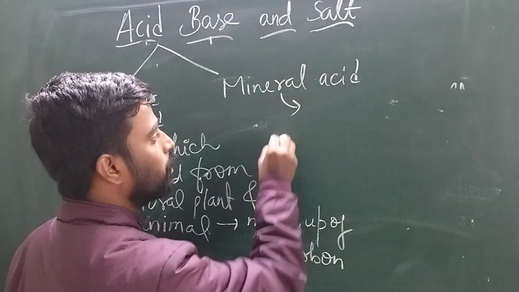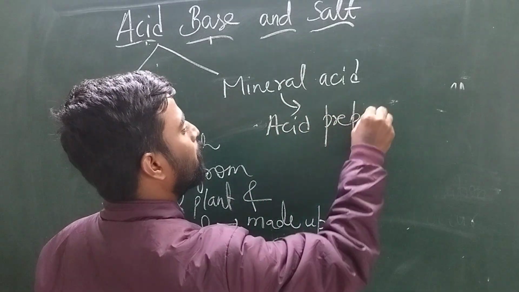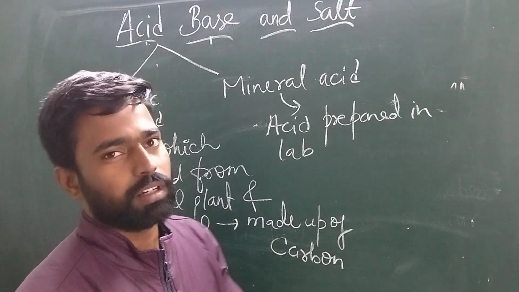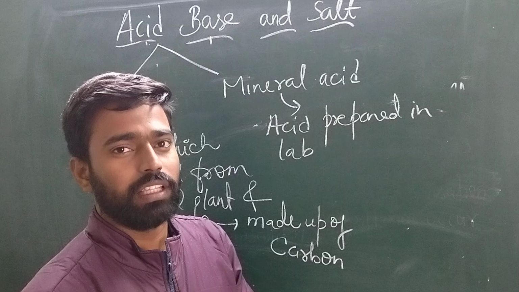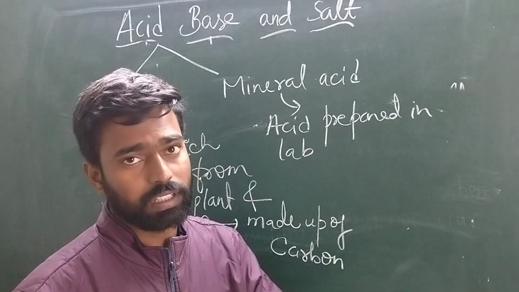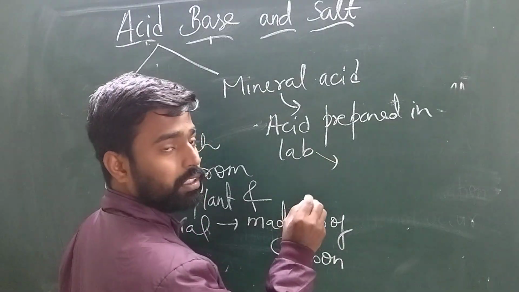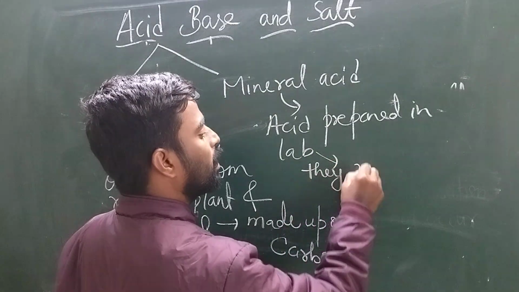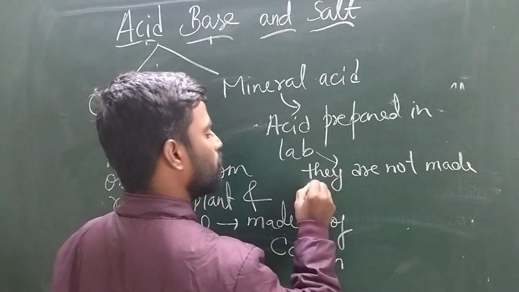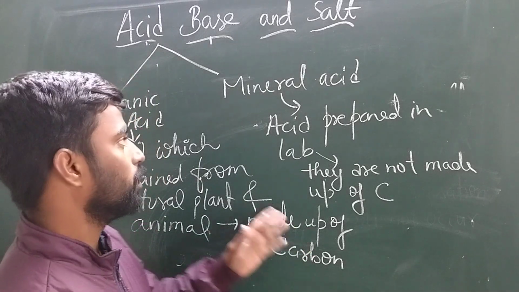And what is mineral acid? The acid prepared in laboratory. Means first we take the minerals from the earth's crust and then we purify it in the lab and prepare an acid. That is called the mineral acid. They are not made up of carbon.